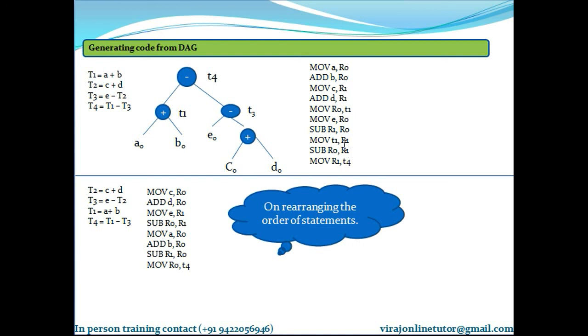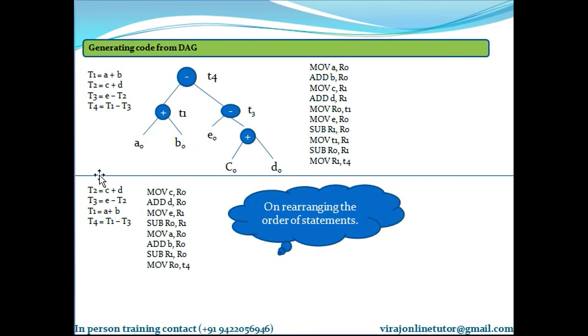So I am subtracting R1 and R0, because R0 contains E now. So it's the result of this subtract. Now I am moving T1, which is A plus B, into R1. And subtracting R0 and R1, which will give me this answer. And I am moving that R1 into T4. That's it. So I am using registers.